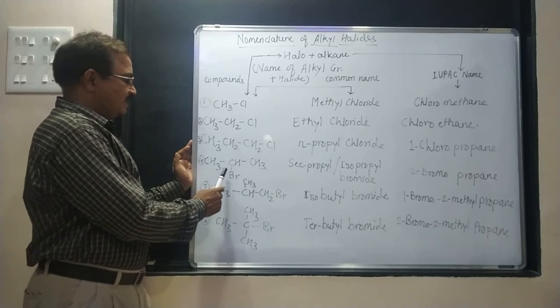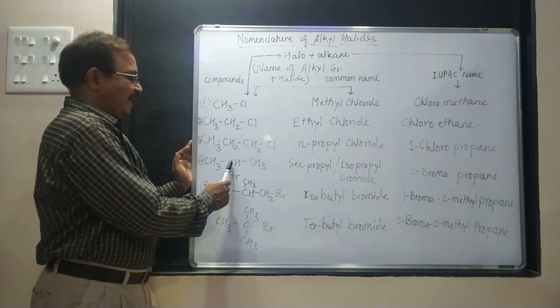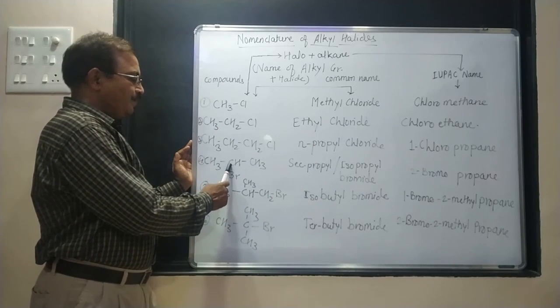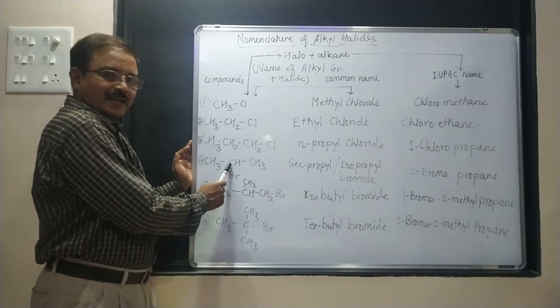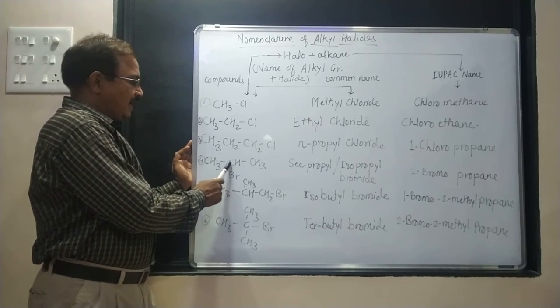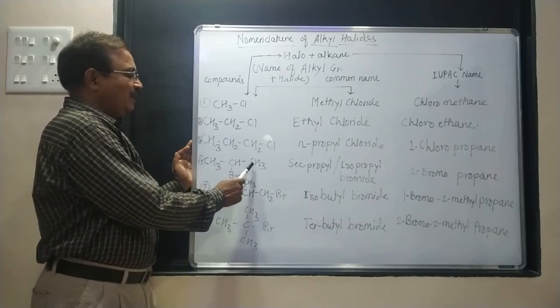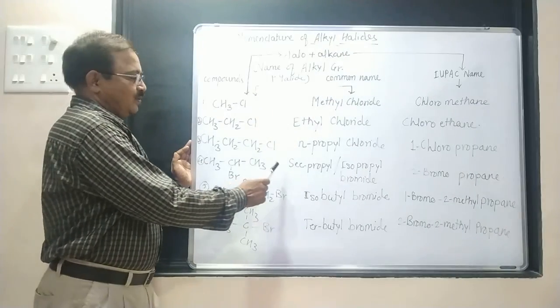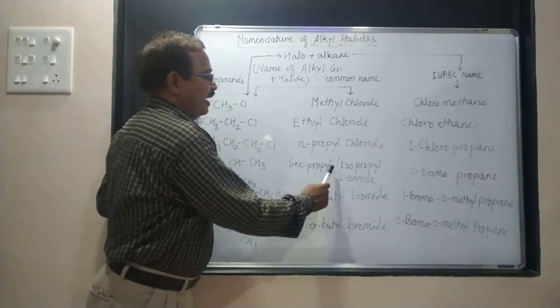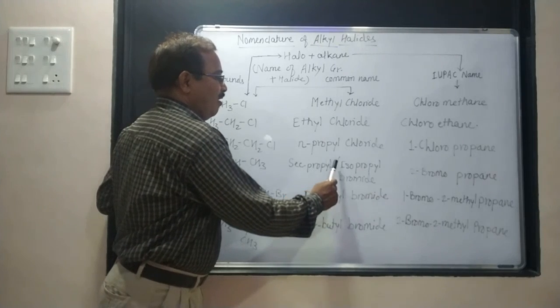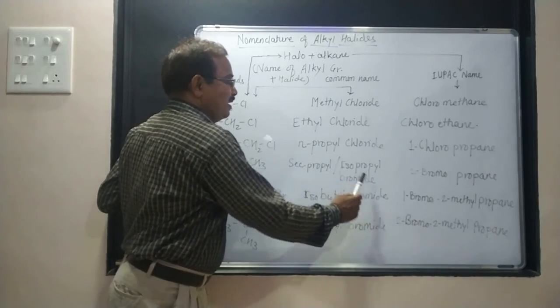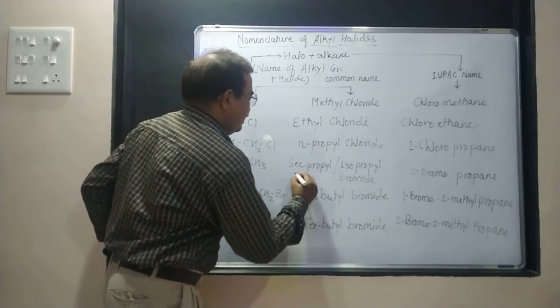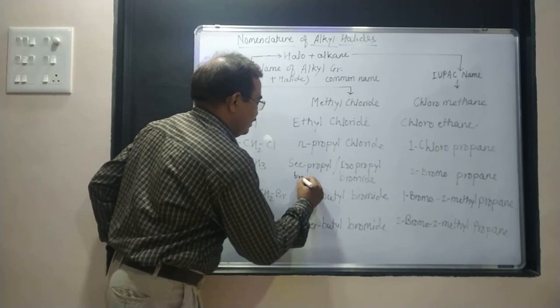And the fourth one is, in that the halogen is attached to a secondary carbon atom. Again, why is it called secondary? Because this carbon atom is attached to two other carbon atoms. Therefore secondary propyl bromide, or also called isopropyl bromide.